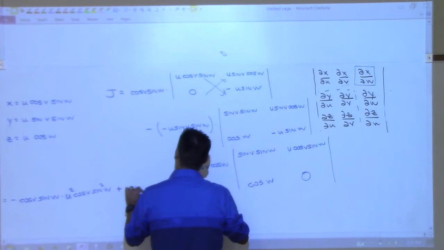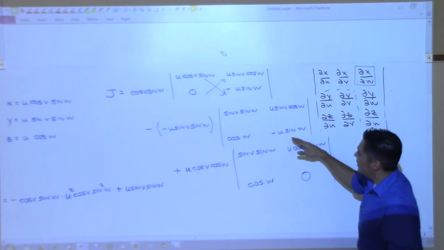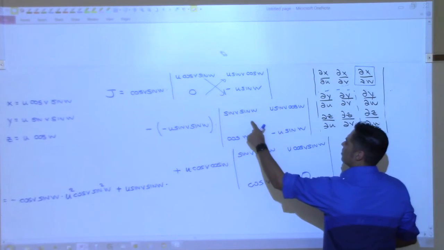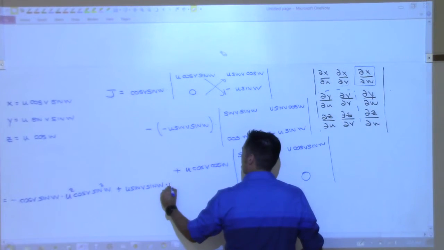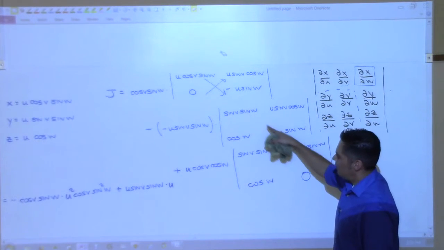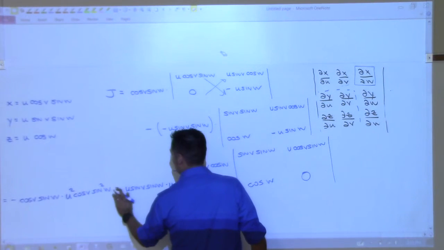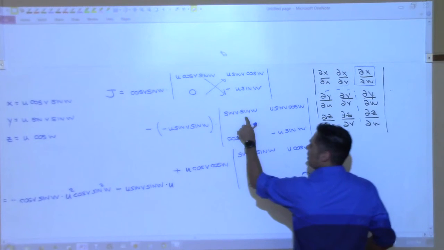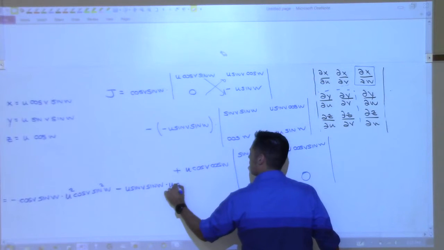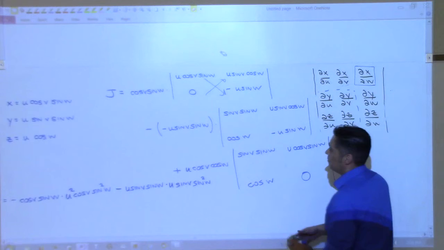U sine v sine w, that's that part. And then here to here, so times sine u. Shoot, it's another minus, isn't it? Yeah, so I'm going to have to change that plus to minus again. Let's change it to minus. I'm trying to go fast here. I hope I don't make a mistake. So that's minus u sine v sine squared w.